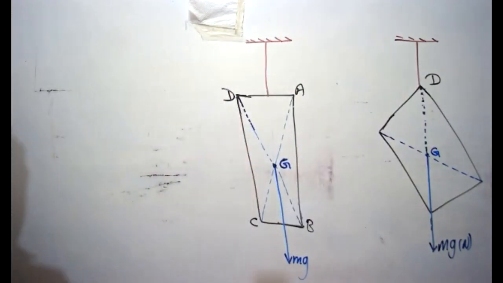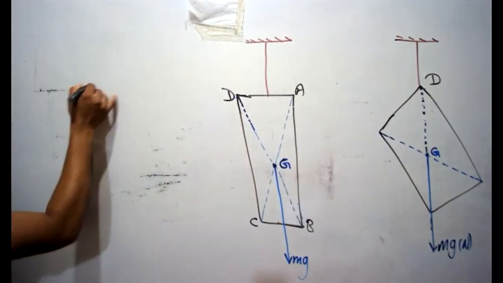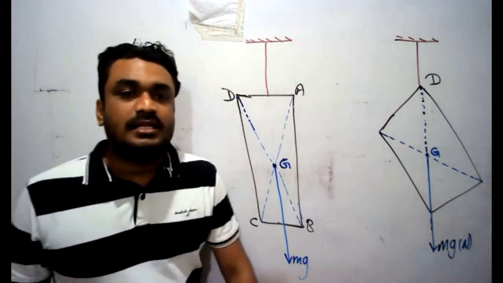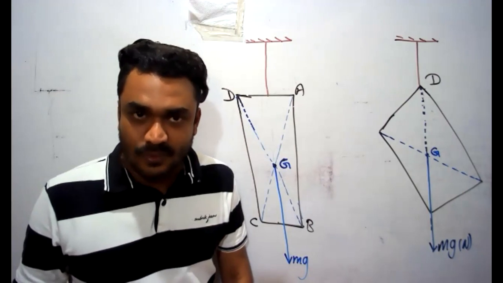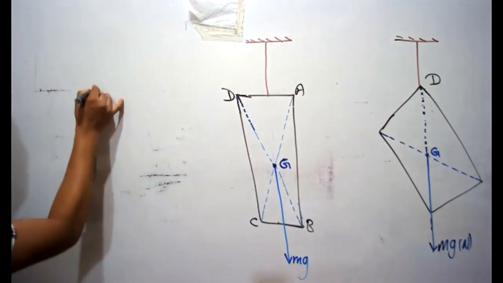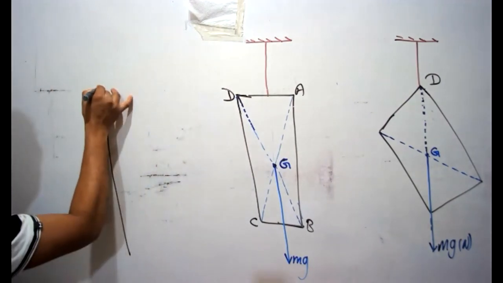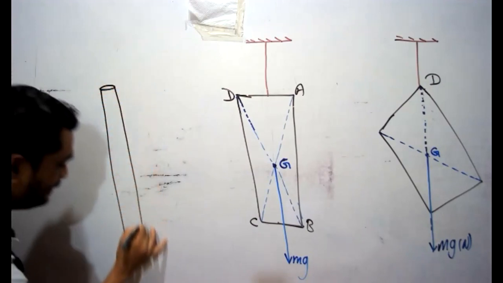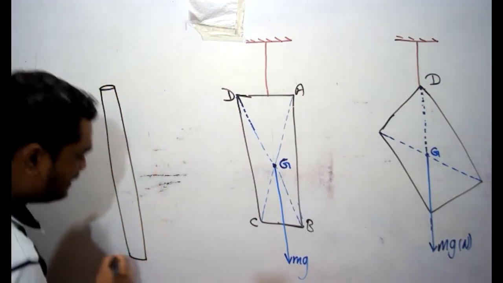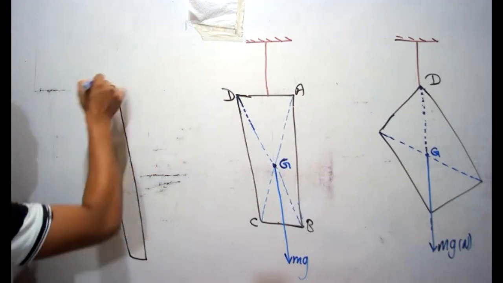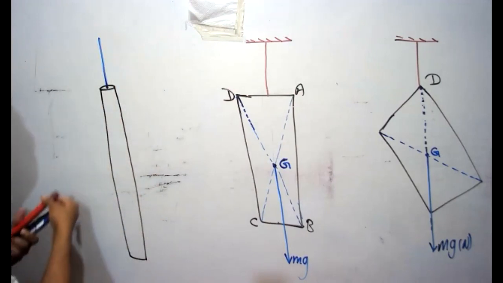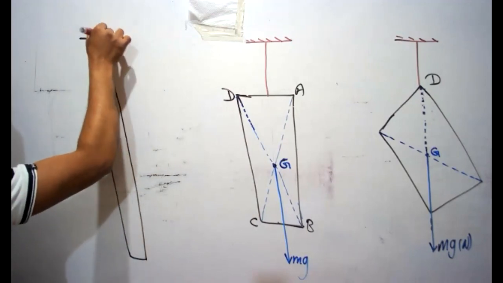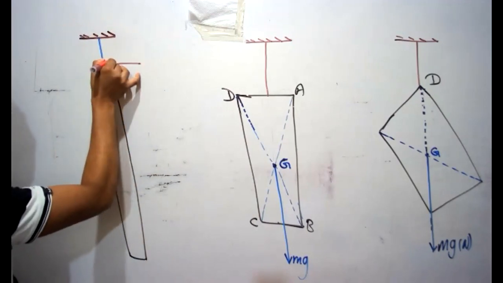Look at the board. A uniform rod means a rod with a constant cross-section area. First, the rod is hung vertically by connecting a string like this, right? So then this is a string.